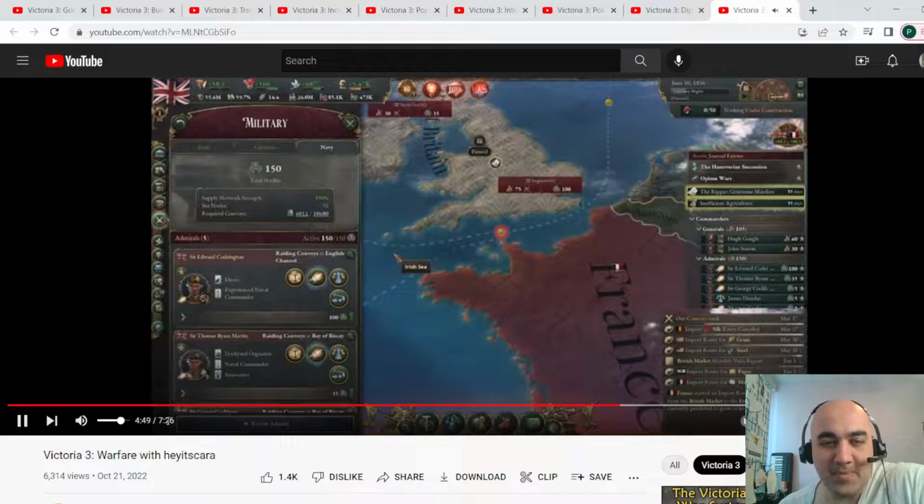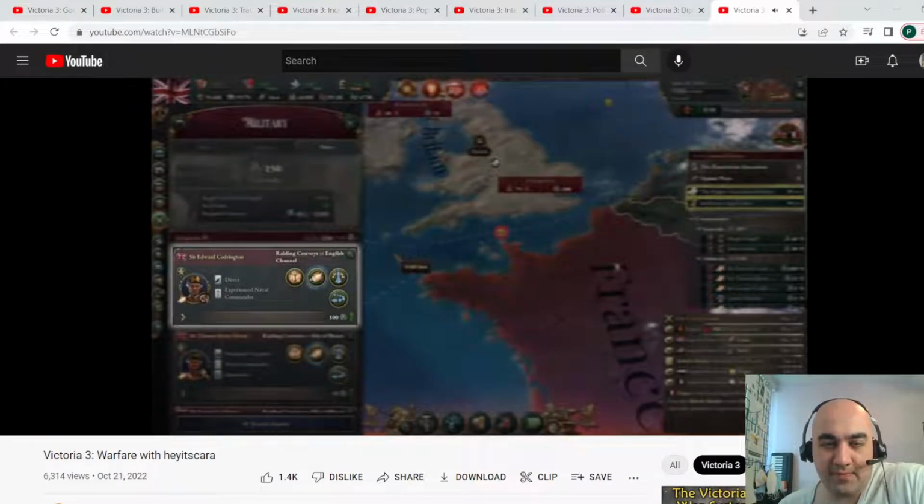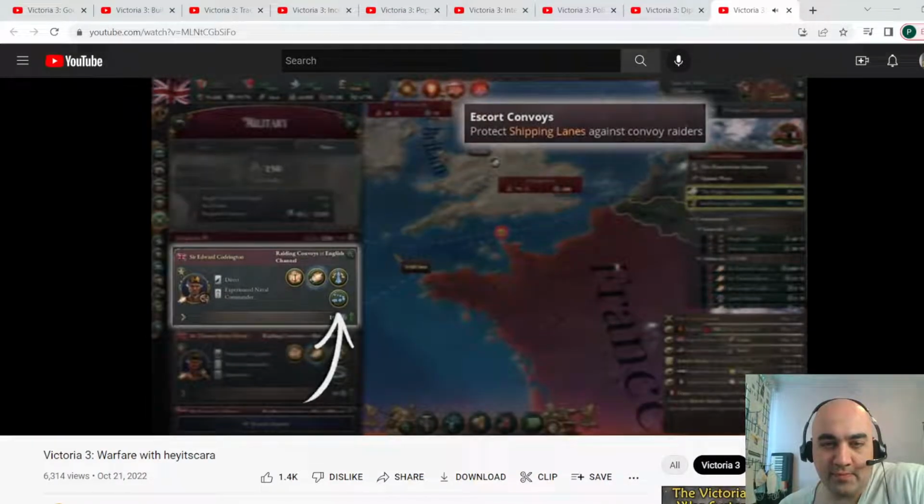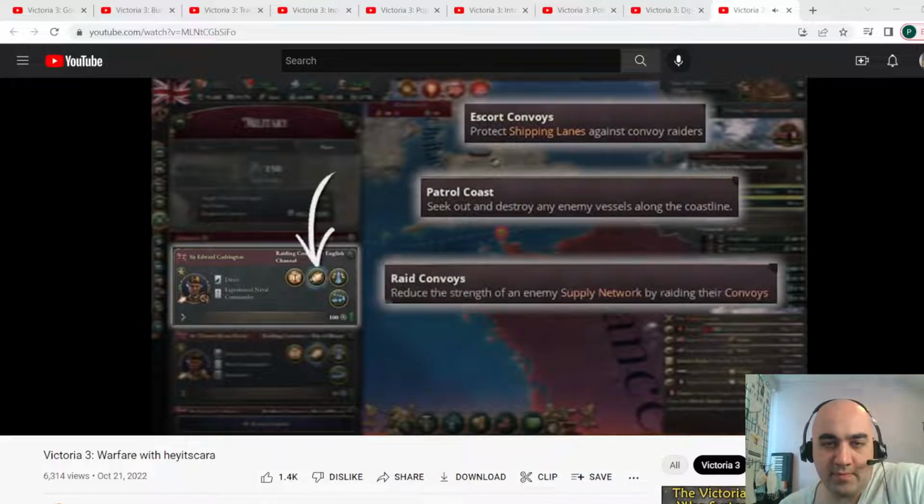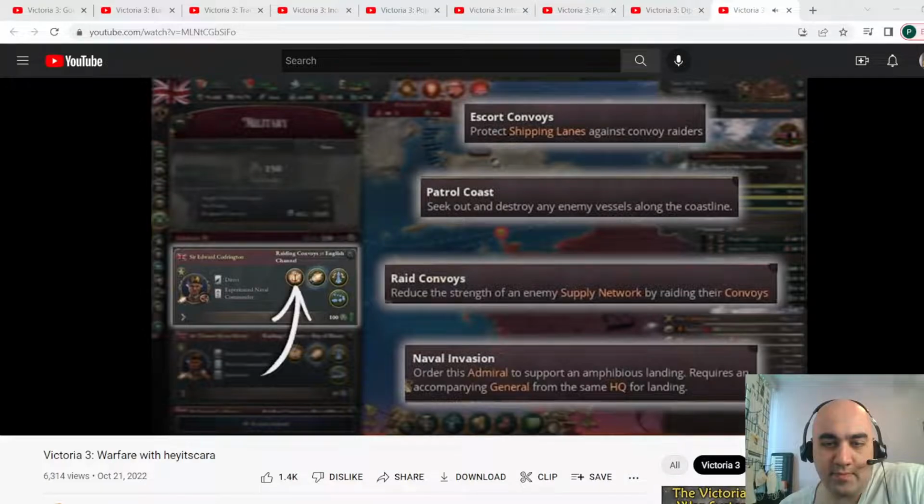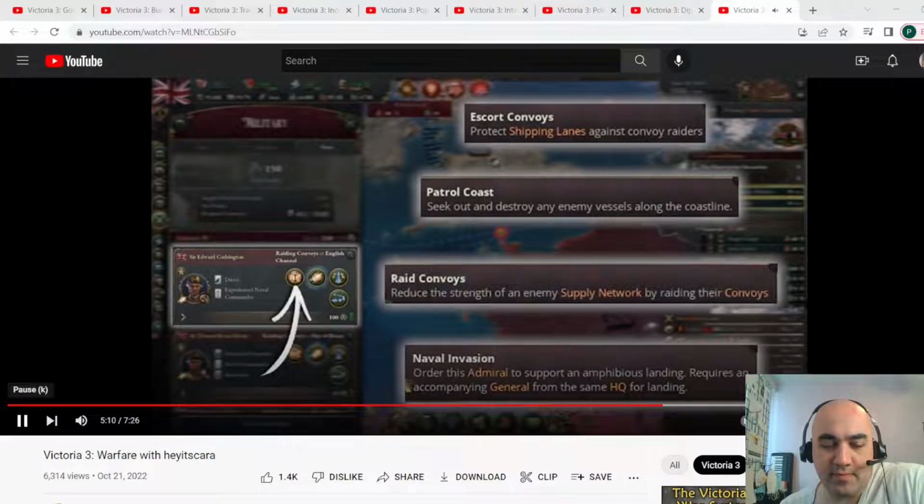Just like your army, your navy is wielded by giving your admirals orders. These orders are escort convoys, which allows your assigned navy to protect a supply route, patrol coast, which sends your admiral to a coastline to protect it from other fleets, raid convoys, which tells your fleet to destroy enemy supply lines, and naval invasions, which ships your army off to an enemy coastline, initiating a naval landing which, if successful, will open up a new front line on the enemy shores.